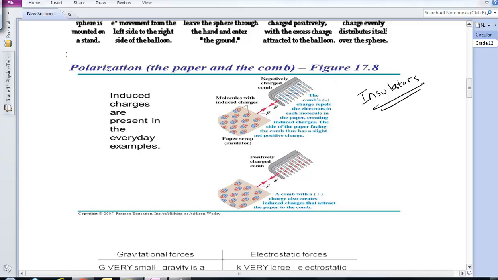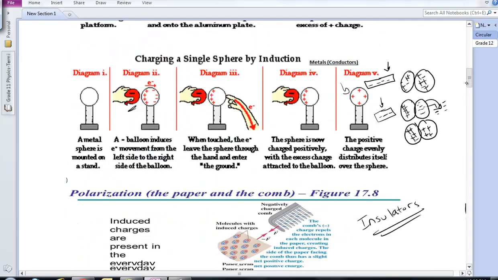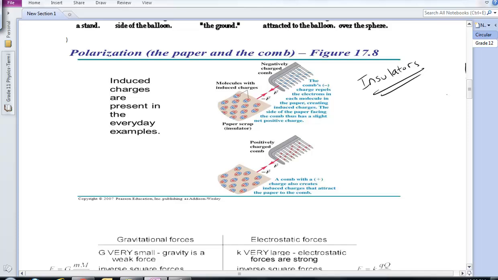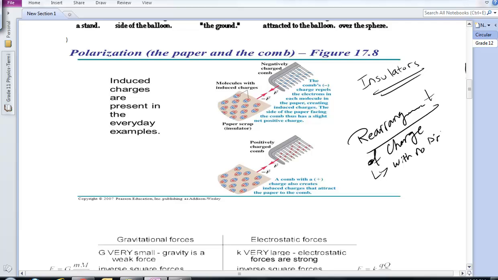So polarization is an indirect way of charge. Both of them are rearrangement of a charge, but one of them is taking place in the conductors and the other one is taking place in the insulators. And you have to clarify in your answer that it is with no direct contact. This is very important.